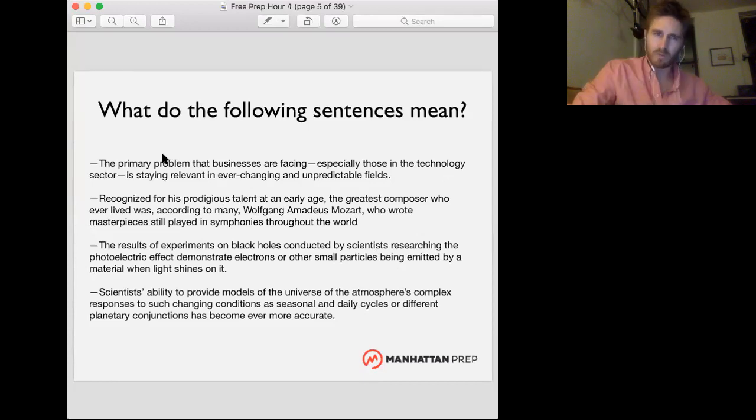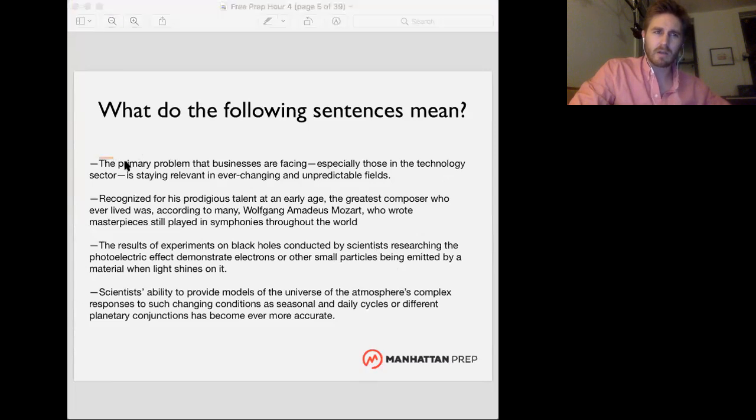I think either would be fine. The problem that businesses face, that'd be fine as well. That's just changing, there is, I guess, a subtle meaning shift there, but I think that the GMAT would be fine with both. It does have to do with this problem. What is the primary problem?